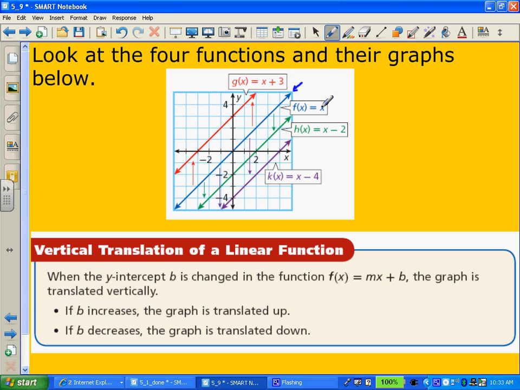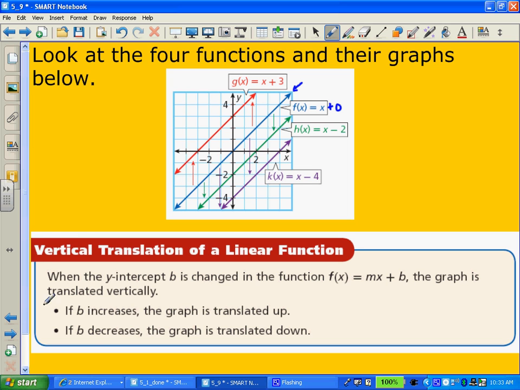Now what about the equation changes when I do that? Well, hopefully you can see that it's the y-intercept. Okay, I started with a y-intercept of 0. When I move it up, it became 3. Moved it down, it became negative 2. Moved it down even more, it became negative 4.